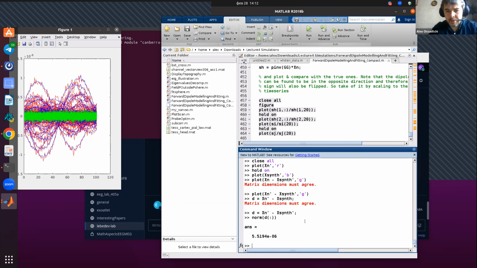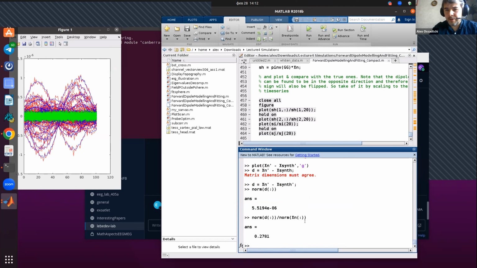Okay. And well, it doesn't tell you very much because it's not normalized, by divided by the norm of xn here, and this is the error. This is the error. Yeah, 27% of error. Not very good, I think.